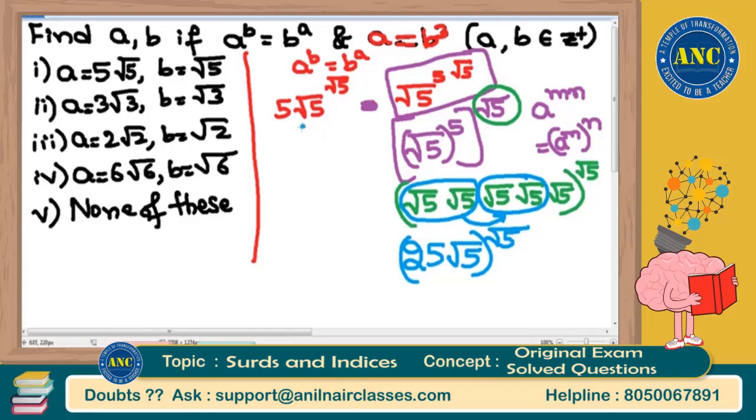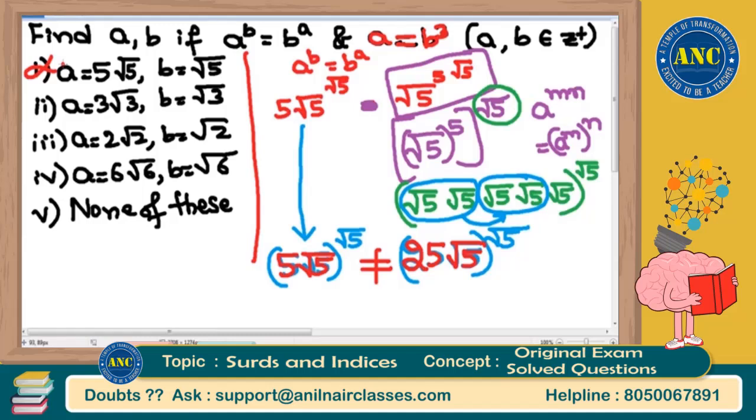This is your right side term. The left term is 5 root 5 whole to the power of root 5. Observe carefully. Powers are the same, so equate the base. Here the base is 5 root 5. Here the base is 25 root 5. Are they equal? Definitely they are not equal. First option is not satisfying.